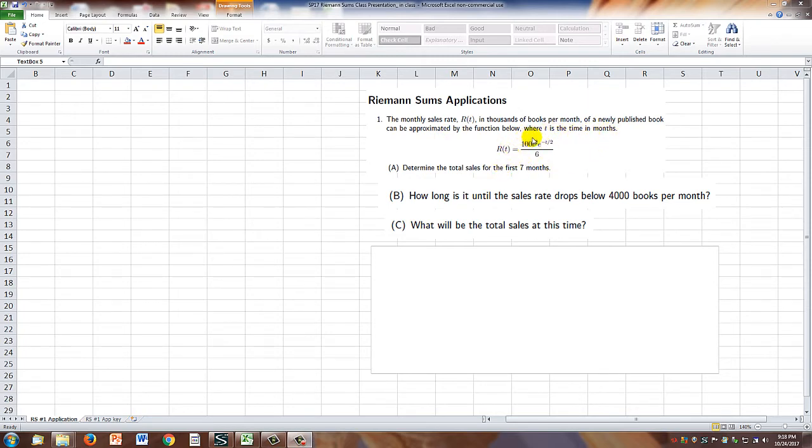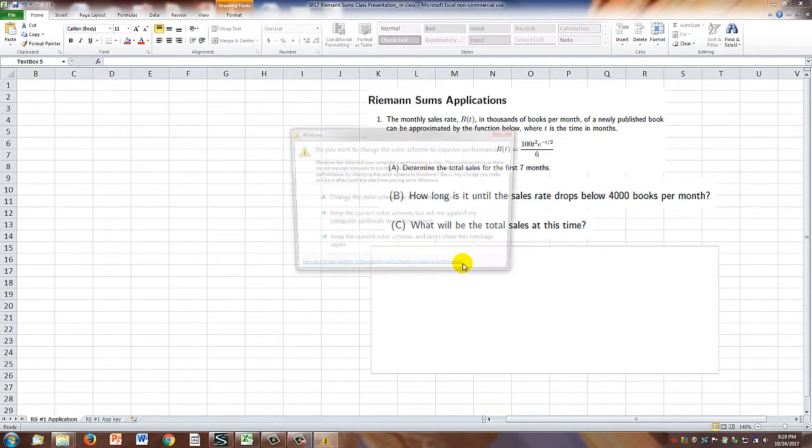And there's your function. And it says A, determine the total sales for the first 7 months, and B, how long is it until the sales rate drops below 4,000 books per month, and C, what will be the total sales at this time. So the really tough part about this is making sure you understand what your variables are, what your input is and what your output is, and we've got two functions that we are going to be dealing with. We've got a sales rate function and we have a total sales function. So it's very important to understand that, and that's really the meat of the problem.